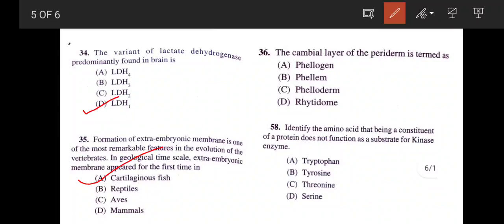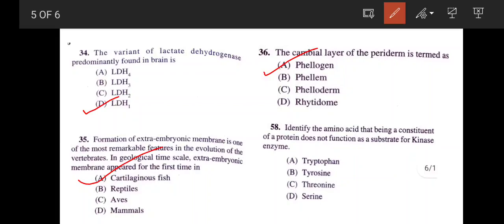Next question, the cambial layer of periderm is known as, the cambium layer of periderm is known as phellogen. There are 3 layers: phellem, phellogen and phelloderm. The correct answer is, the cambial layer is phellogen.